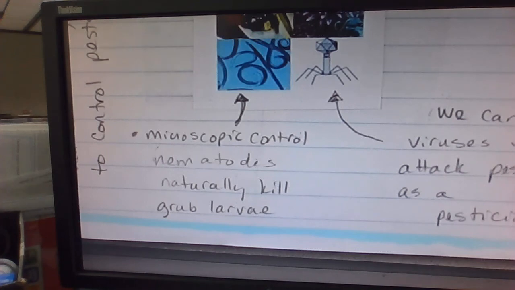Microscopic control. Nematodes naturally kill grub larvae. So you put the nematodes in the environment and they're going to do their thing. Normally the soil might be too dry or the environment might not be suitable for it, so you water it down real well and then you put in the nematodes. Then they burrow into the little grub larvae.